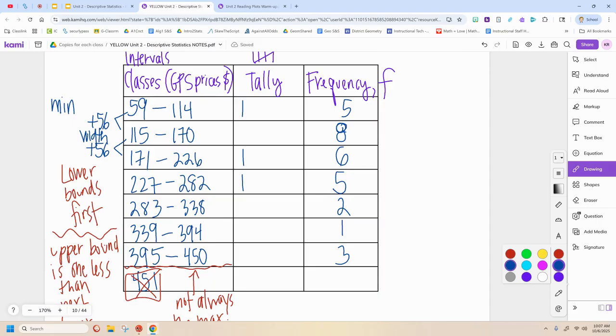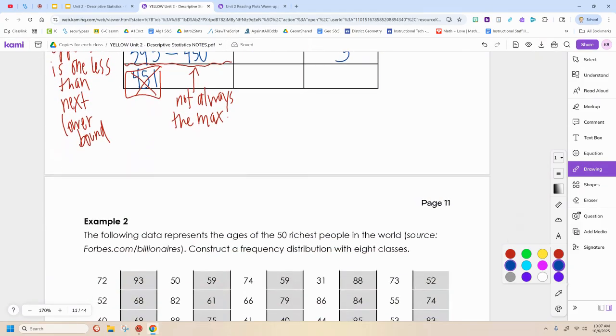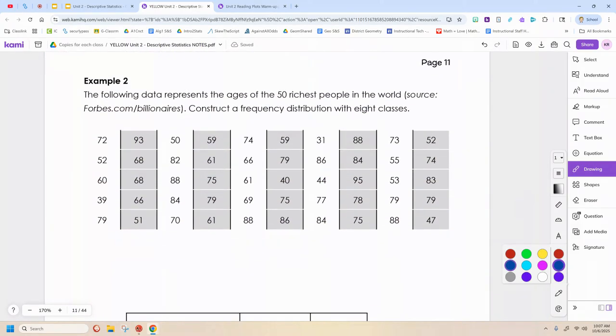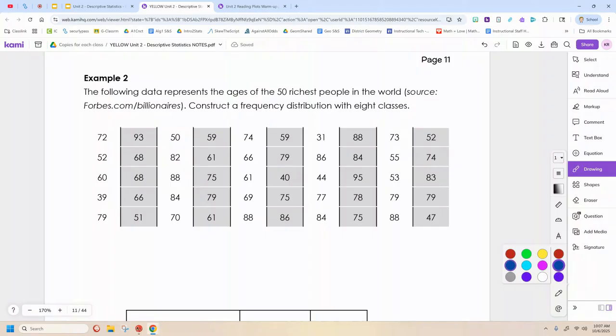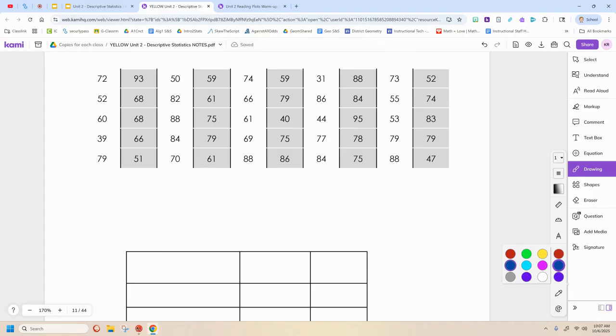So this is all it is. Turn the page. Here we go. Example number 2. This data represents the ages of the 50 richest people in the world, and this is from Forbes. And I think this is about 2 years ago. These are all billionaires. Construct a frequency distribution with 8 classes. So let's think about it. I want to make a frequency table. The last column is frequency.